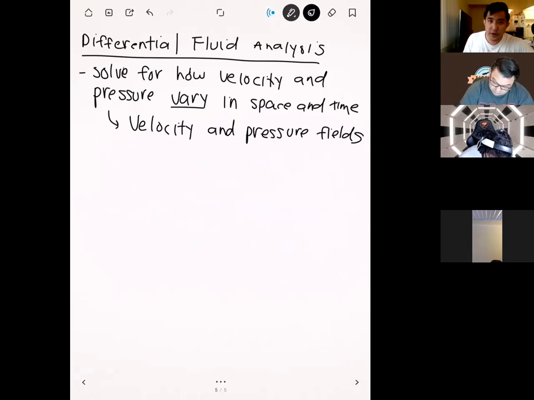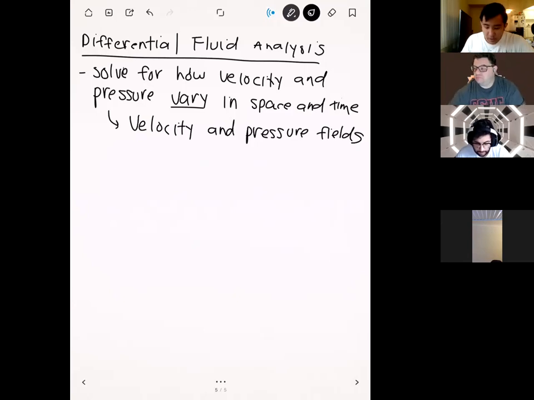So it's a very different mindset on how to solve for these. It's not quite Lagrangian. I think that's the thing that everyone kind of assumes, that differential fluid analysis is Lagrangian. It's not Lagrangian. We're still going to be in the Eulerian point of view, because we're not going to be looking at individual particles, but we are going to be interested in saying how our quantities actually vary in space.